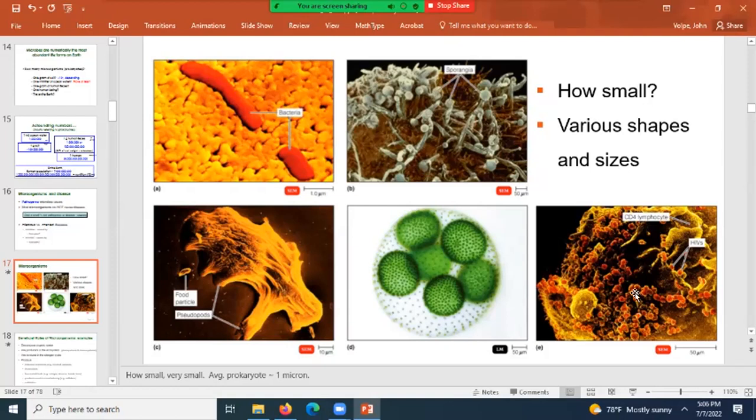I think that's a virus on a CD4 cell. Yeah, that's HIV, which is right here. And viruses are very small. This right here is 50 micrometers.